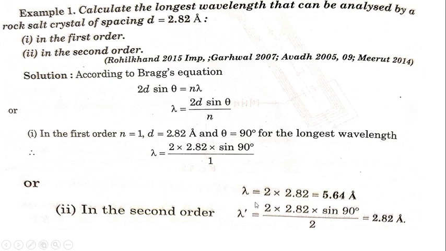That is the wavelength for n equal to 1. In the second order, that is n equal to 2, lambda dash equal to 2 into 2.82 into sin 90 degree upon 2, and after simplification lambda dash equal to 2.82 angstrom.